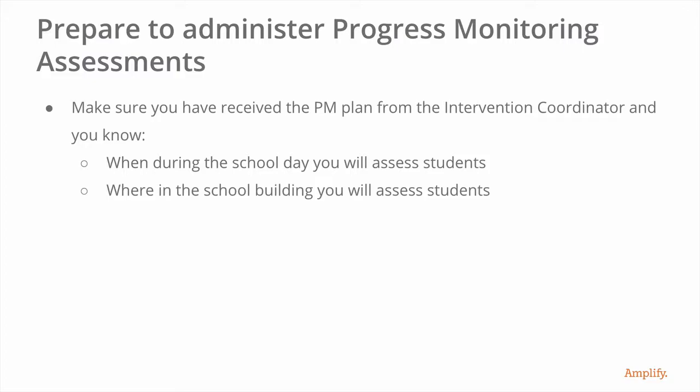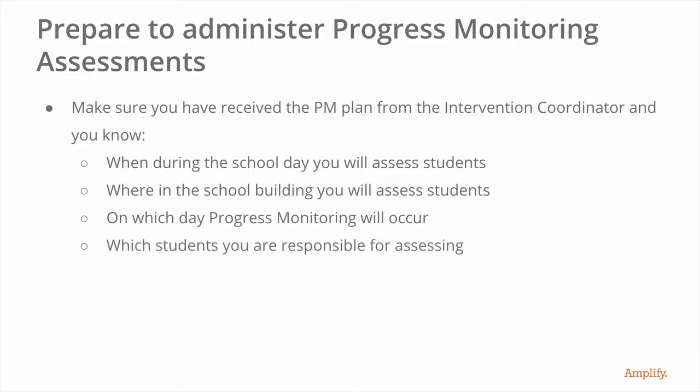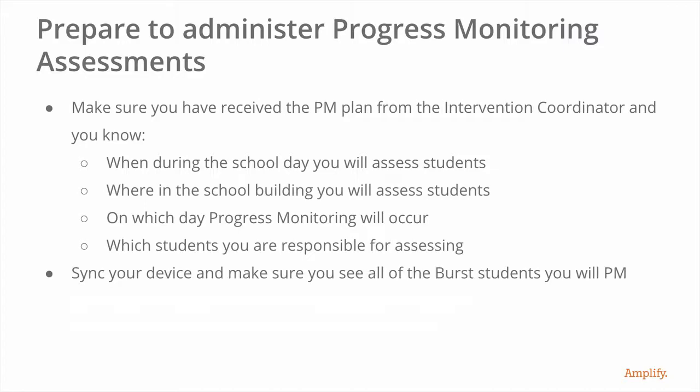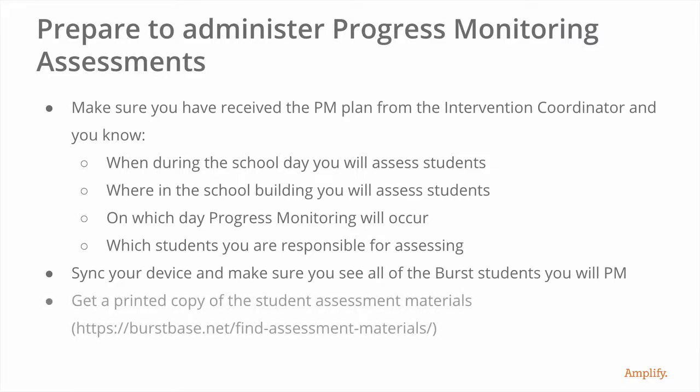Progress monitoring should be administered on the same day of the week, every other week. We recommend to progress monitor every other Tuesday or Wednesday so that new lessons can be ready by the following Monday. Know which students you should assess in each class. Make sure that each class appears on your device. Sync your device and check. If any are missing, talk to your intervention coordinator. Get the printed student materials ready.